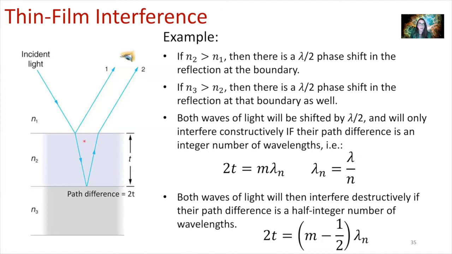And then these reflected waves will interfere destructively, so give us dark fringes, if the path difference is a half integer number of wavelengths. So m minus 1/2 times lambda n has to equal 2t. Remember, t is the thickness of our film, m is our integer number of wavelengths, okay? And so for thin films, we start counting at m is equal to 1. So your first order constructive or destructive interference, m is equal to 1. Your second order, m is equal to 2. Your third order, m equals 3, and so on.